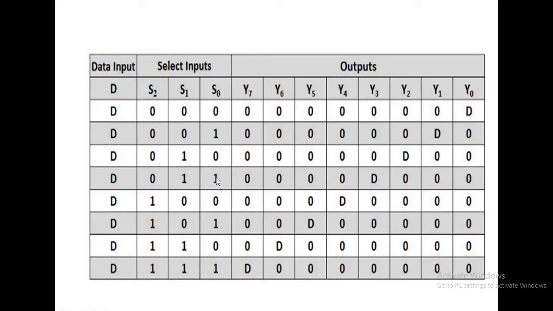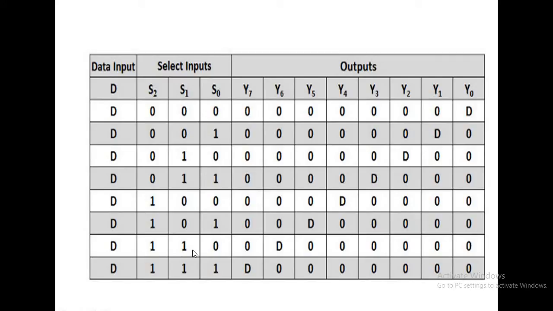If S1 is 1, S0 is 1, both the input lines are 1, that is decimal 3. So Y3 is selected. If S2 is 1, S1 is 0, S0 is 0, that means decimal 4. So Y4 is selected. If S2 is 1, S1 is 0, S0 is 1, then Y5 is selected, because this is nothing but decimal 5.